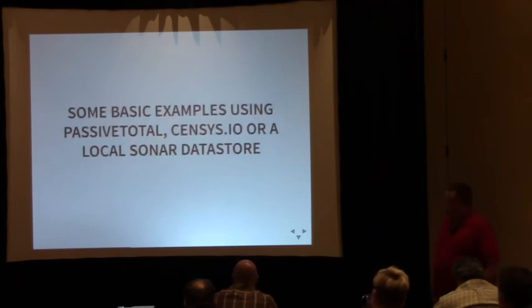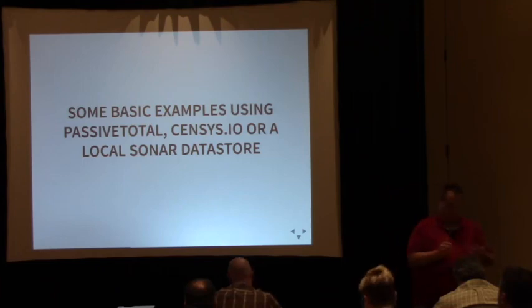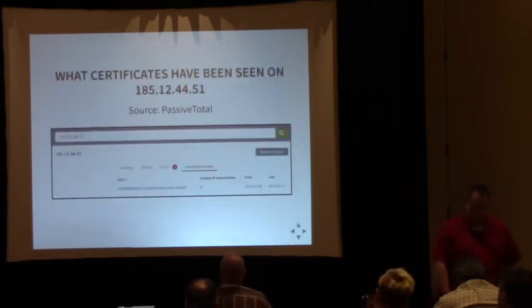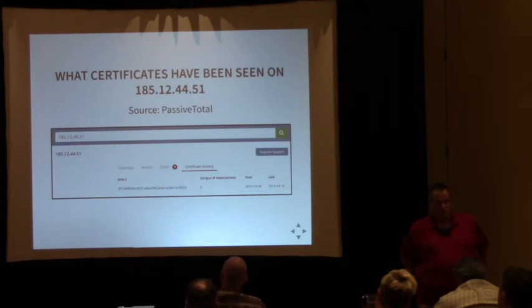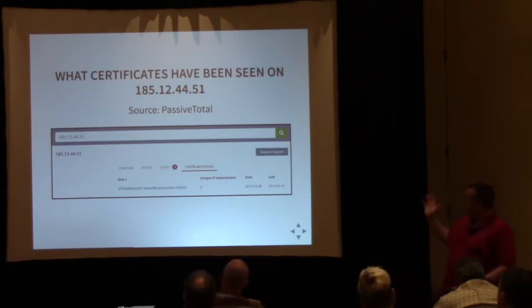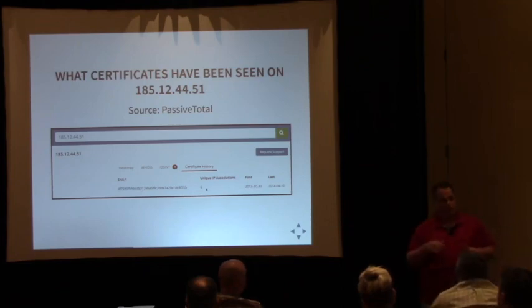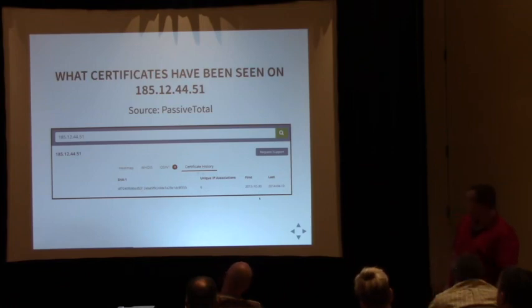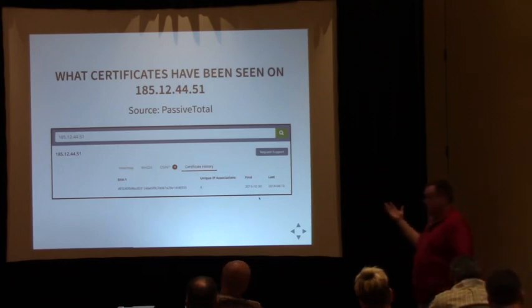So let's start with some basic examples, real basic, of using PassiveTotal, Censys.io, or your own local Sonar data store. My example from earlier: what certificate's been seen on this IP address? Well, this is a stripped-down version of PassiveTotal, and as we can see here, this certificate has been seen on this address, but it's also been seen on 6 others. I'm actually going to go over this use case in a little bit. The nice thing is you can also see the range the certificate was seen on that IP address. So that certificate was seen for 7 months.